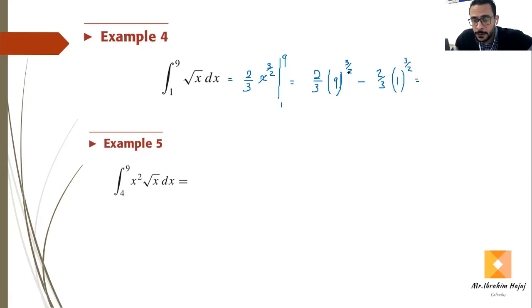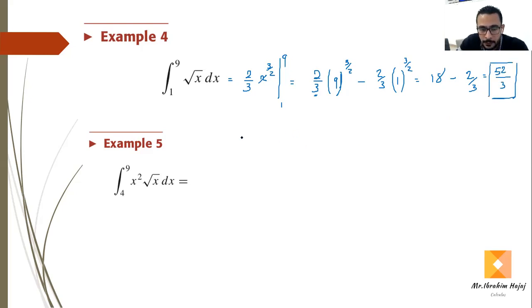9 to the power of 3 over 2: you can take first the square root because of the power of a half, which is 3. 3 cubed is 27. 27 divided by 3 gives 9. 9 times 2 is 18. 1 to the power of anything is 1, times 2 over 3 is 2 over 3. 18 minus 2 over 3 is, what, 54 over 3 minus 2 over 3, it's 52 over 3. So the answer is 52 over 3.